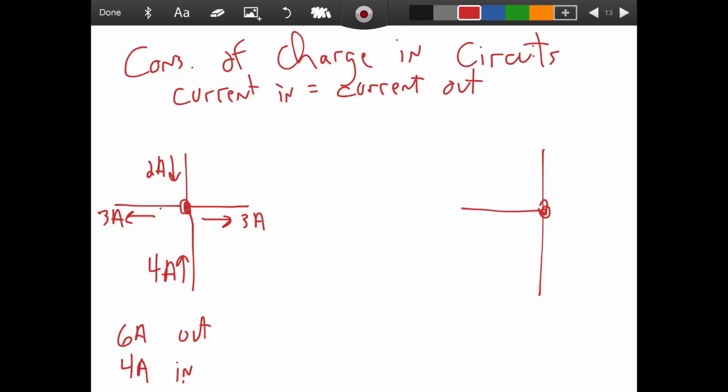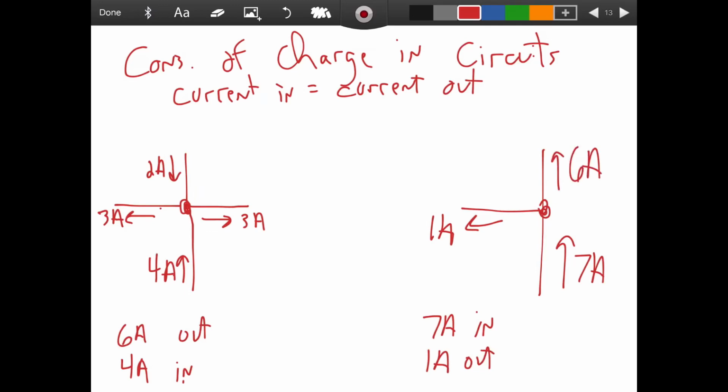going in. And let's say this one, we had 7 amps going in and we have 1 amp going out. So as this stands, we have 7 amps in and we have 1 amp out. But in order to balance that out, we have to have 6 amps coming out of this junction.